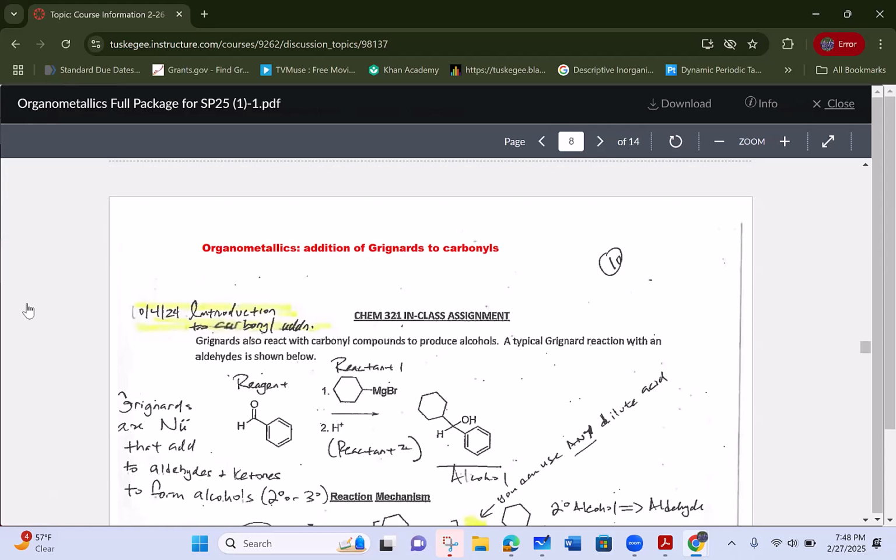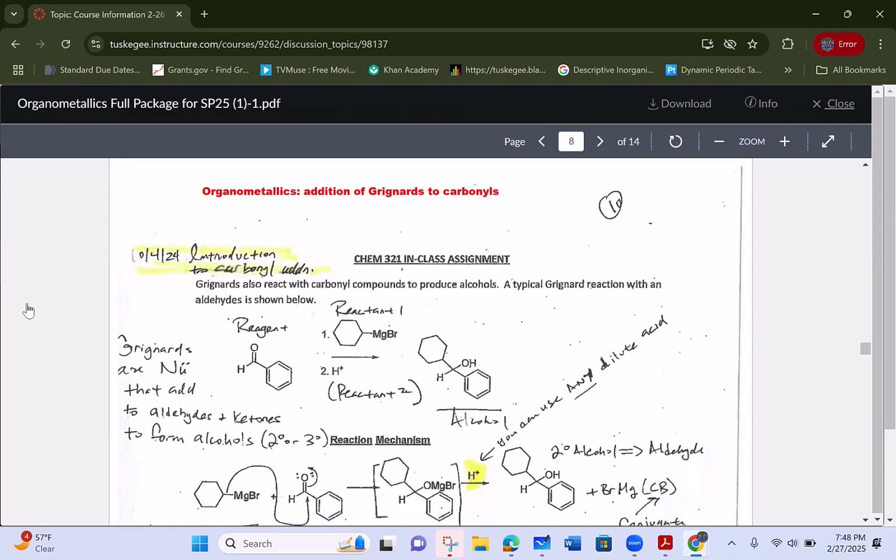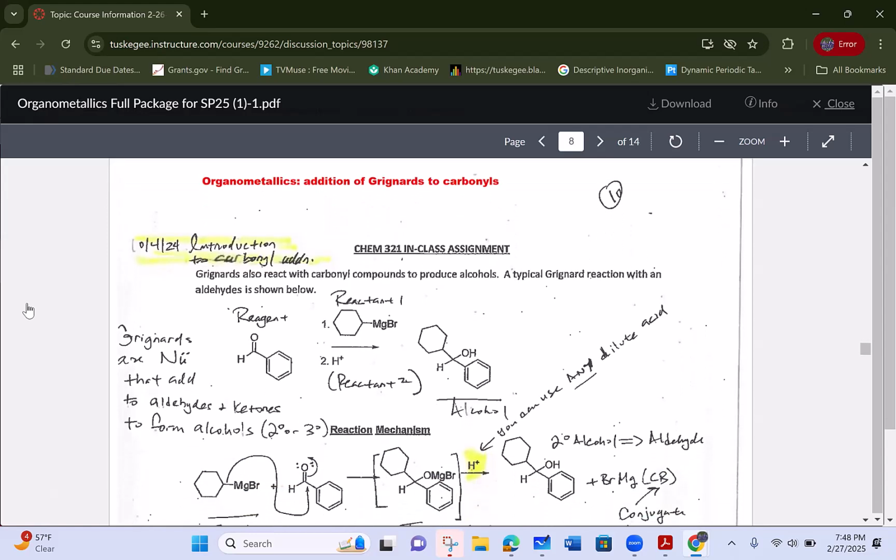So you said, are those the mechanisms we're going to have to know for the test, like the conjugate addition and the carbonyl addition? Yeah, and it may just be, instead of having you draw out all the steps, a supply-the-arrows question where you get the intermediates and the products, but you have to put the arrows in to show how you got from point A to point B, from point B to point C, like that.